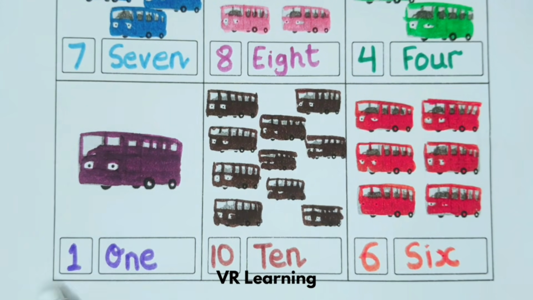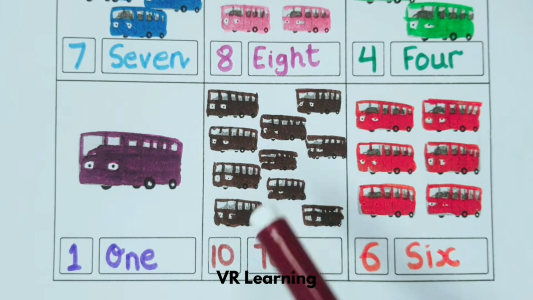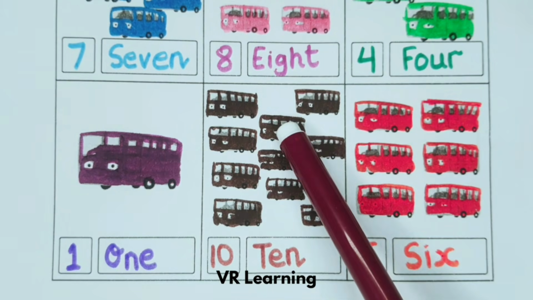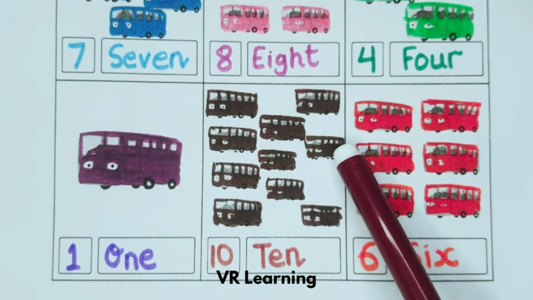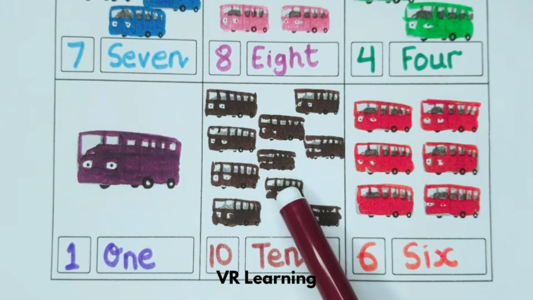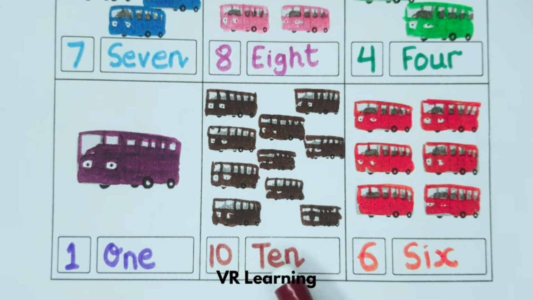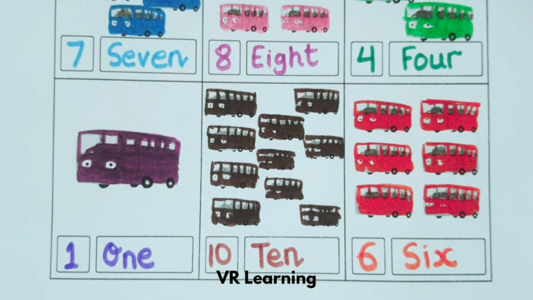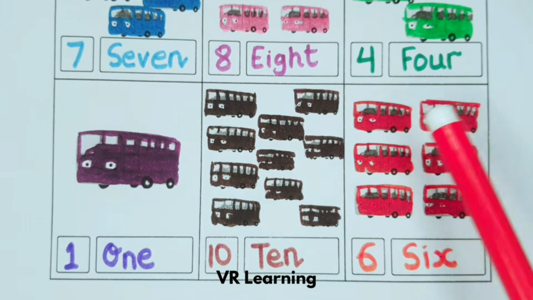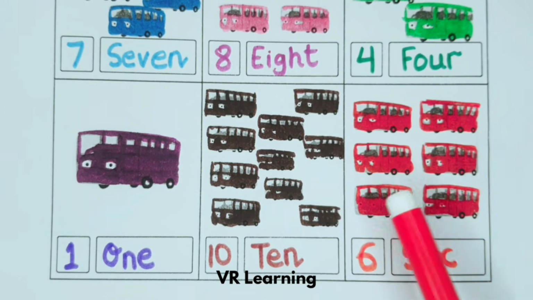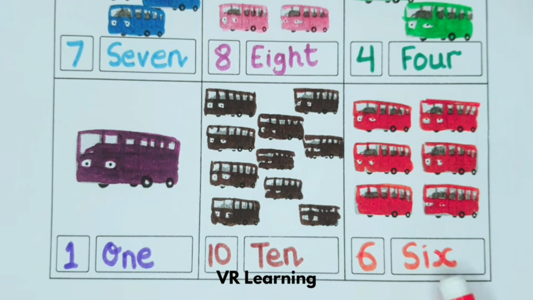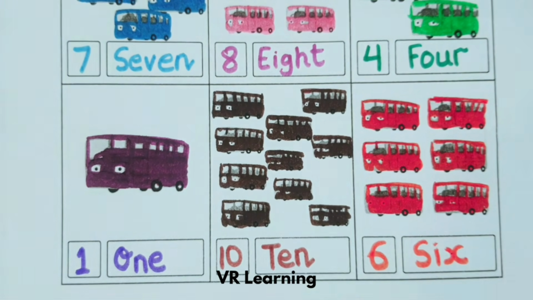1. ONE 1. 1, 2, 3, 4, 5, 6, 7, 8, 9, 10. TEN 10. 1, 2, 3, 4, 5, 6. S-I-X. SIX 6.